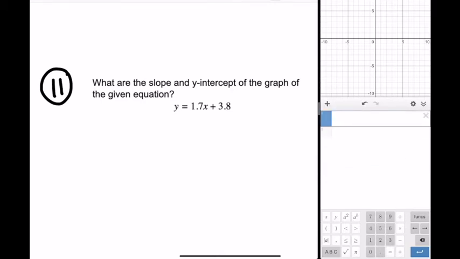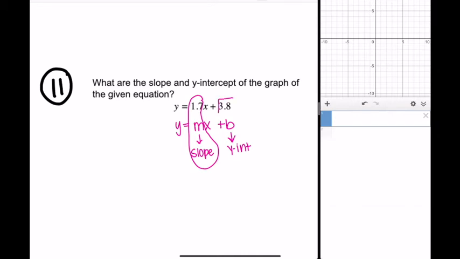What are the slope and y-intercept of the graph? From this equation, we have y equals mx plus b, where m is the slope and b is the y-intercept. So our slope is 1.7 and the y-intercept is 3.8. So the slope m is 1.7 and the y-intercept b is 3.8.